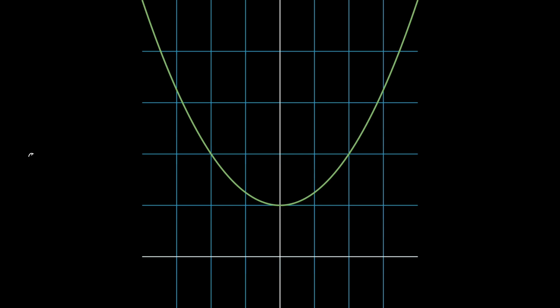Now let's look at a quadratic equation with imaginary roots to see what it looks like. Here we have the graph x squared plus 4. As you can see, at no point does this cross the x-axis. Also, if we were to solve this equation, we would see that it has roots at plus or minus 2i.